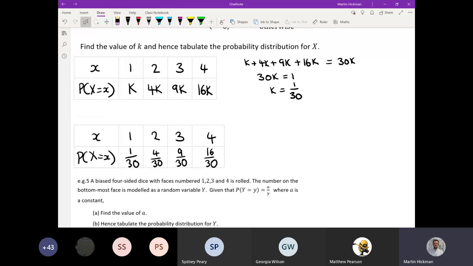I'll just give you a chance to get that in your booklet if you haven't already. And then we'll look at our penultimate example. I'll just check the chat if there's any questions. Otherwise, I will move on.